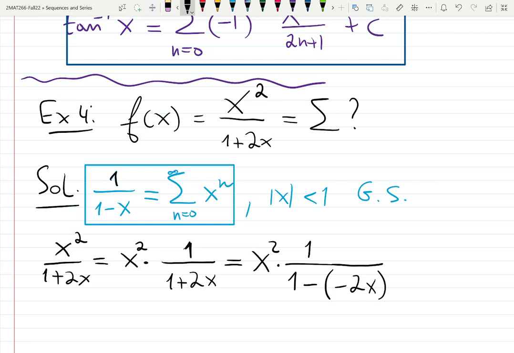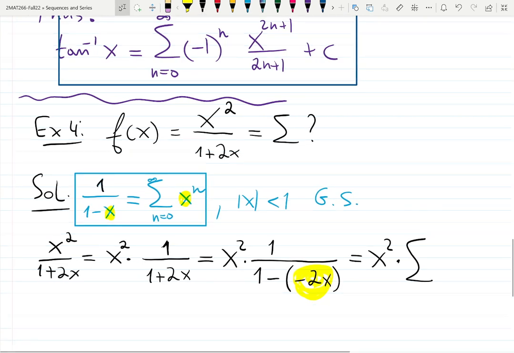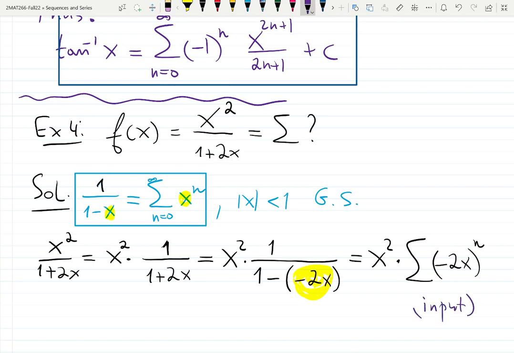X squared, kick it out, and then 1 minus stuff. This stuff is your new input. Everywhere you see x, now it will be minus 2x. So I have x squared waiting outside. The sum is input to the n, minus 2x to the n. I'll even write it down for you. Input raised to the n, and my new input is minus 2x. Does that make sense? Input to the n, n is from 0 to infinity.